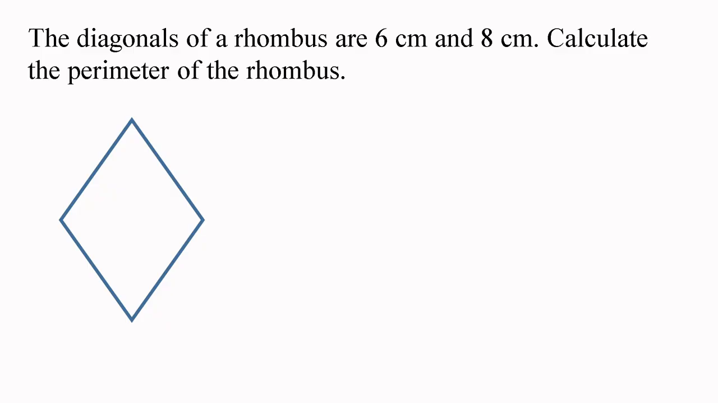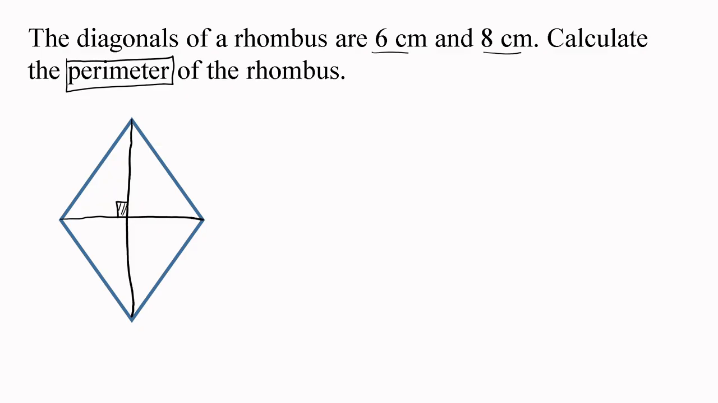We have the length of diagonals of a rhombus, and one of them is 6 centimeters, the other one is 8 centimeters. We want to calculate the perimeter of this rhombus. Really easy. So I'm gonna draw the diagonals. This is the first one and this is the shorter one. As you definitely know, in a rhombus, diagonals are perpendicular to each other. It means they form 90-degree angles, right? So all of these angles are equal to 90 degrees.